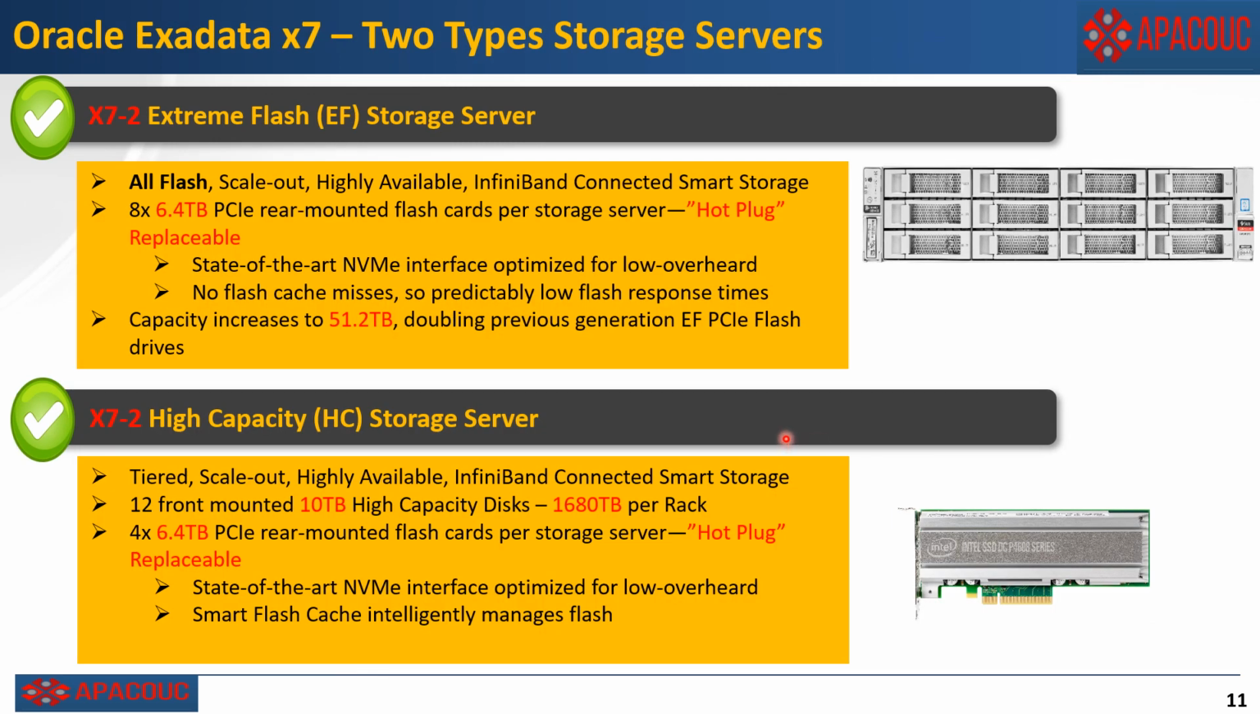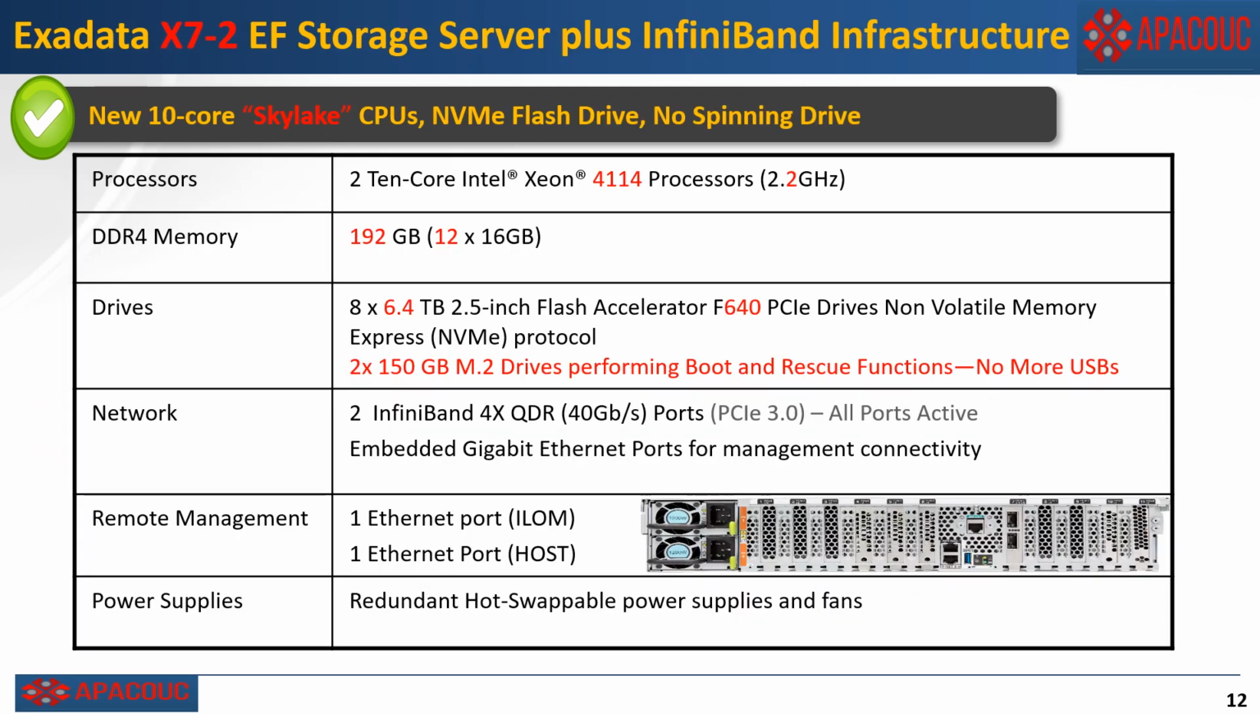We have two types of storage servers: flash, external flash, and high capacity. The X7-2 external flash storage server has Skylake CPUs, two 10-core Intel Xeon processors, 192 GB memory, and the drives are 6.4 TB each, and they are NVMe flash drives. We also have two 150 GB drives for booting and rescue functions.